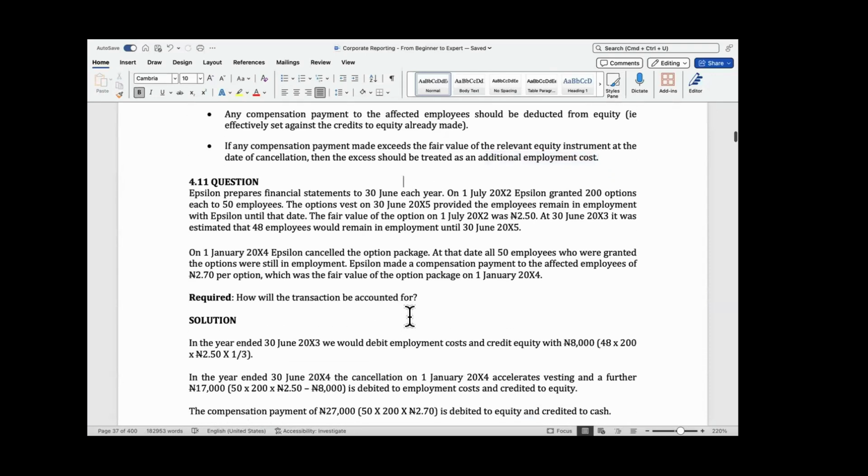So we have Epsilon, which prepares financial statements to 30th June each year. On 1st July 2002, Epsilon granted 200 options each to 50 employees. It granted 200 options to 50 employees. The options vest on June 2005, provided the employees remain in employment with Epsilon until that date.